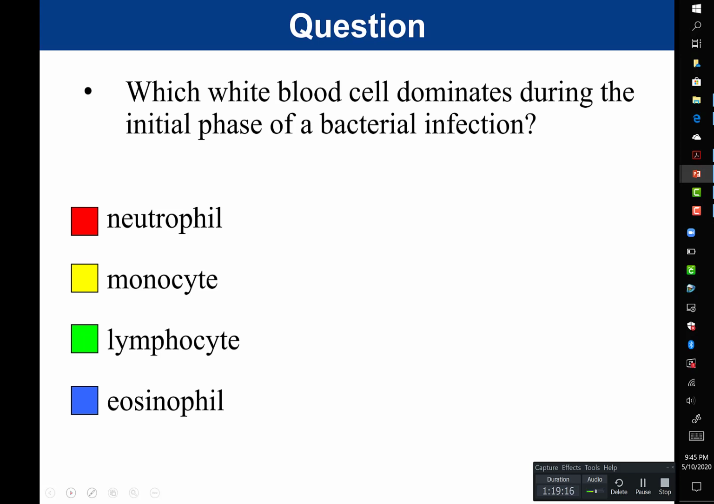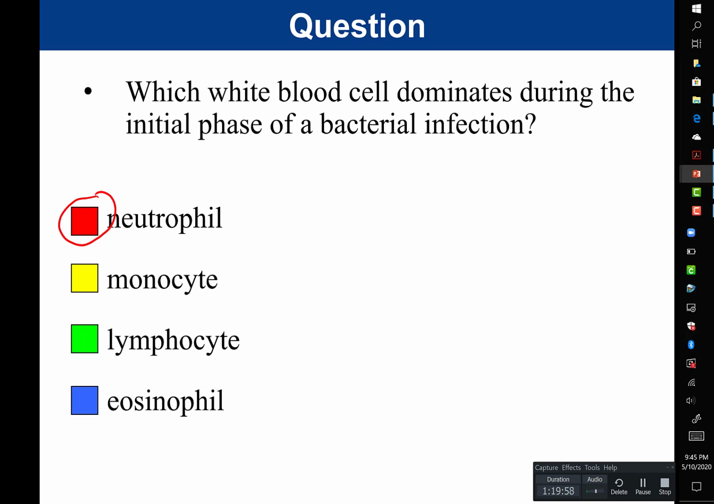If you said neutrophil, you are correct. Remember that the neutrophil is our first responder. It's going to be the first on the scene. This is why in lab, when we talked about an elevated number of neutrophils, it is likely an indication of an infection, because you get that excess of neutrophils because of the infection. Monocytes will go to the site of the infection. Monocytes, remember, give rise to macrophages.